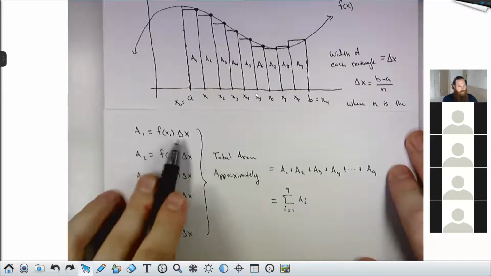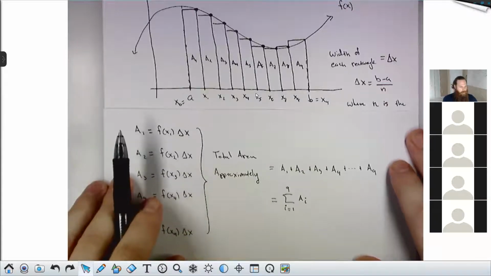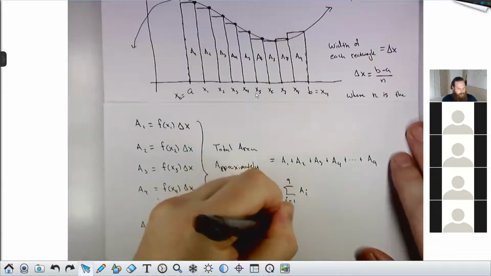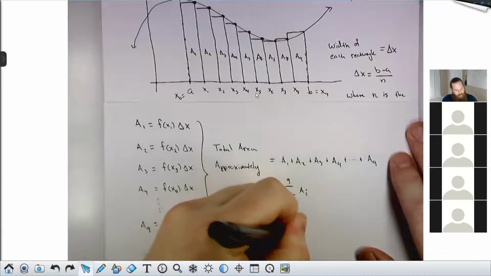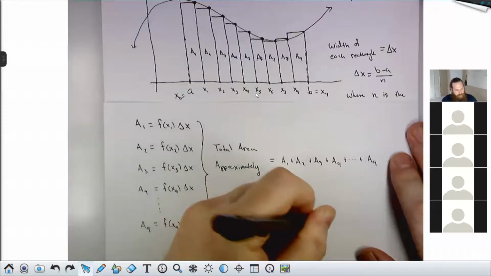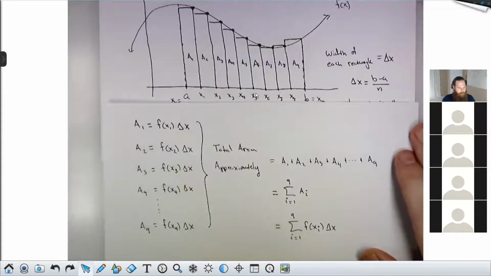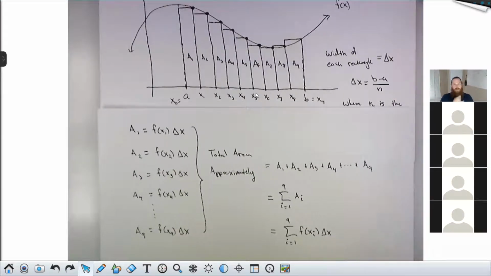A1 is f of x1 times delta x. A2 is f of x2 times delta x. In general, Ai is f of xi times delta x. So that's it. What we've just built here, this object, is called R9. It's the right hand, that's the R, approximation for the area under this curve.